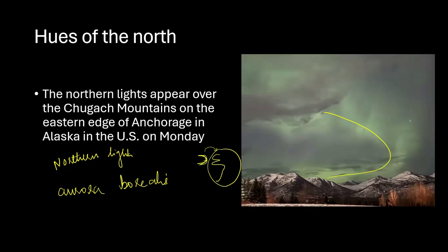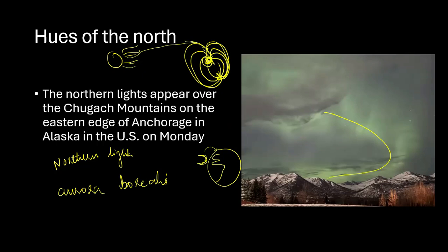They occur when charged particles from the sun collide with the gases in the Earth's atmosphere. If this is your Earth, near the Earth's pole the magnetic field is very, very high. And from the sun, you get a lot of energy, which is called a solar flare. When it comes, it tries to interact with this magnetic field.